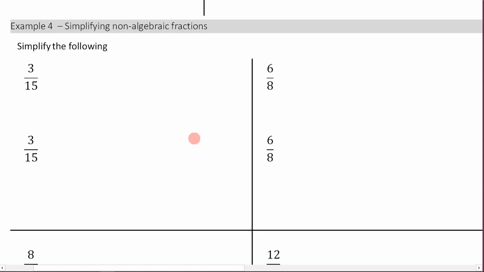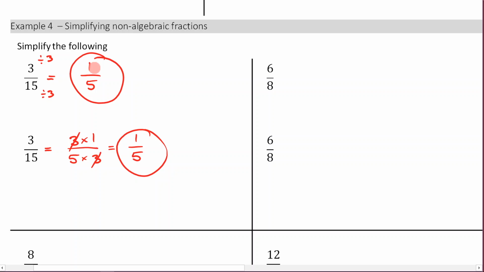And again, there are two ways of thinking about it. The first way is simply going, all right, I can divide this by 3, I can divide this by 3. 3 divided by 3 is 1, 15 divided by 3 is 5, 1 over 5 is my answer. The other way of thinking about it is breaking it up into factors. 3 can be broken down into only 3 times 1, and 15 can be broken down into 5 times 3. I now cancel out my common factors, so 3 and 3, and I'm left with 1 on 5. As you can see, I get the same answer, just two different methods of thinking about it.